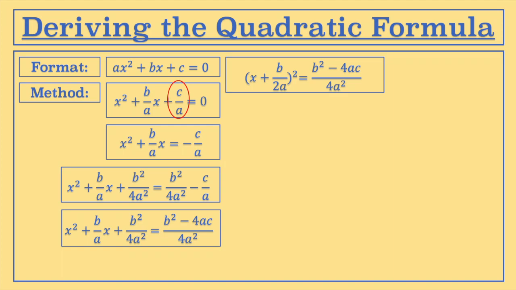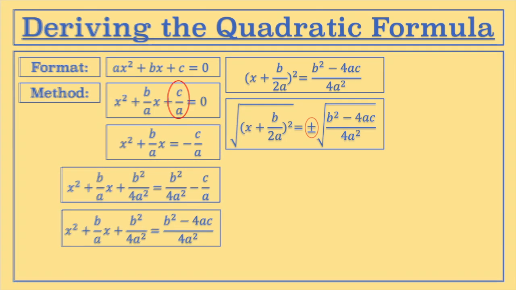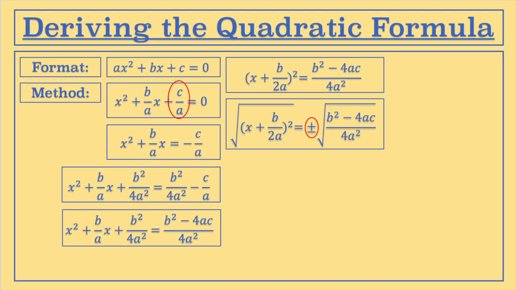Now we have the formula (x plus b over 2a) squared equals b squared minus 4ac over 4a squared. From here, we take the root of both sides of the equation. Just like any regular number, the root can be both positive and negative, since a negative number squared will be equivalent to its positive counterpart squared.